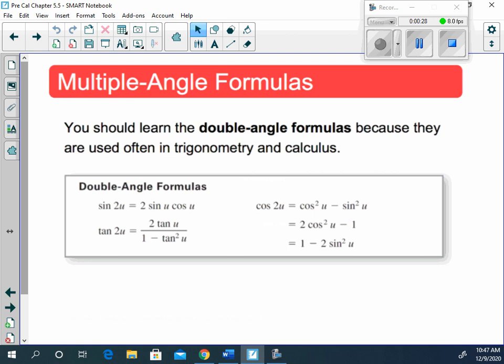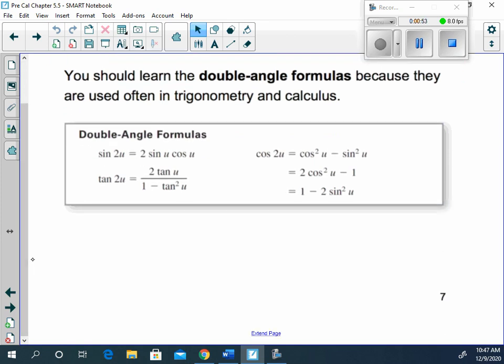Now, sine of 2u is equal to 2 sine of u times cosine of u. Cosine of 2u is cosine squared of u minus sine squared of u, or 2 cosine squared of u minus 1, or 1 minus 2 sine squared of u. It could be any of these three. And tangent of 2u is just really this one here.